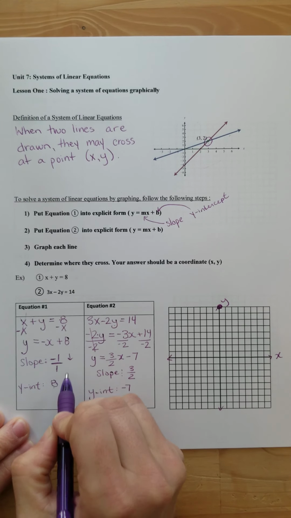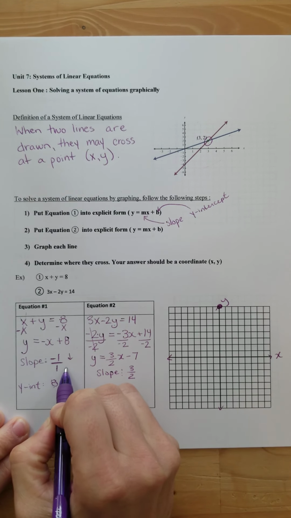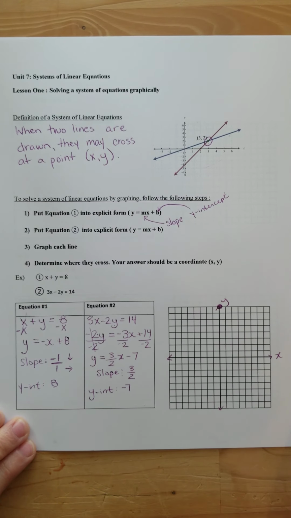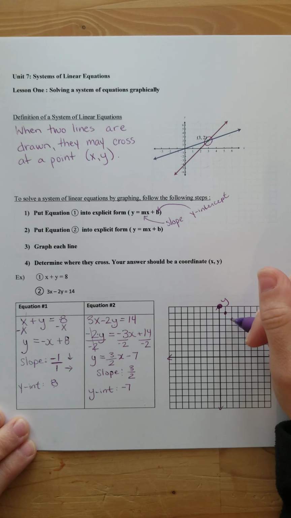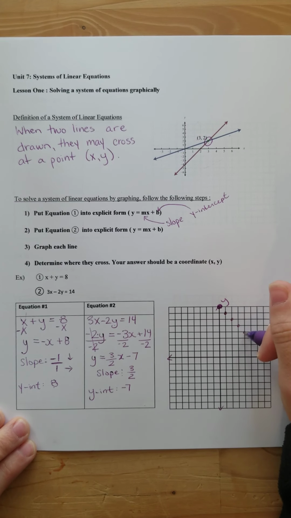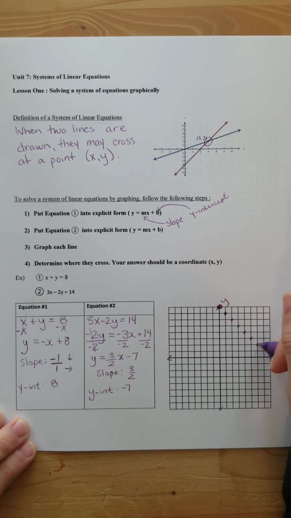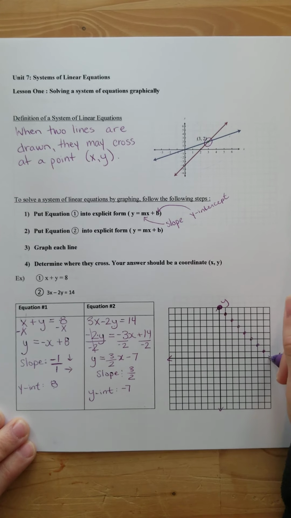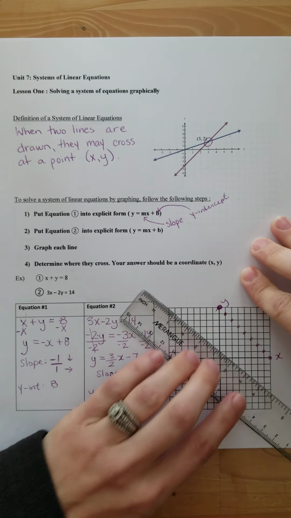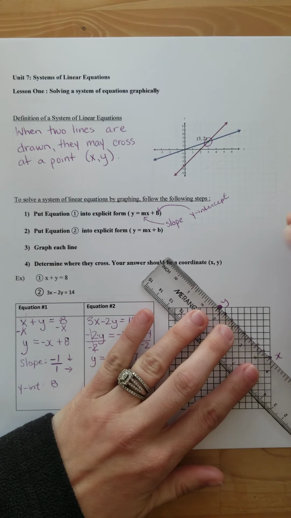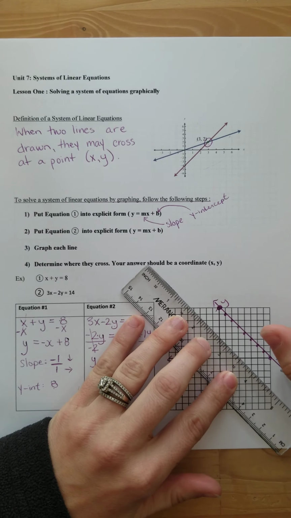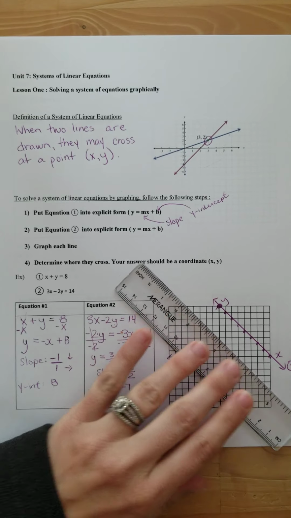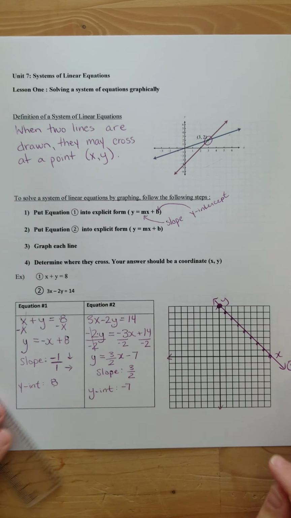So a negative on top means we're actually going down, but then a positive on the bottom means we're going to the right. So we go down 1 over 1, down 1 to the right 1, down 1 to the right 1, down. And you can see the pattern starting to emerge. And that's as far as I can go. I'm going to join those. Okay, and there's the graph of equation number 1.